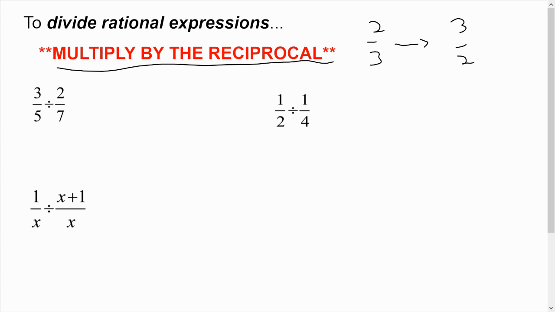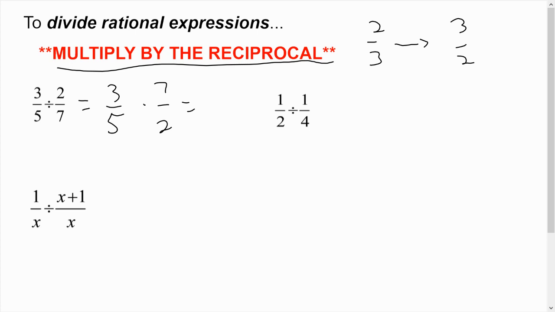3/5 divided by 2/7. The 3/5 stays exactly the same. Nothing happens to that first fraction. And then the division becomes multiplication, and I take that next fraction, which is 2/7, and I produce its reciprocal, which is 7/2. Now it's a multiplication problem very similar to what we did on Monday.